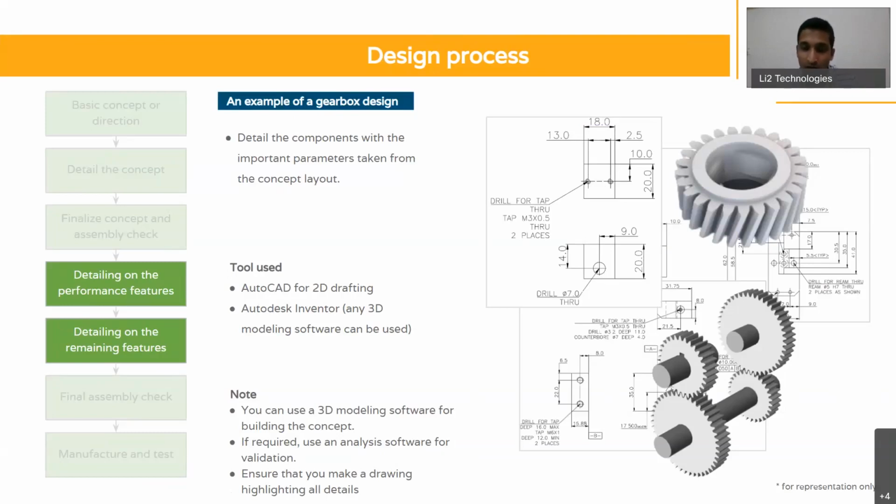You can also, during this stage, use analysis software for validation and ensure that you're making a drawing highlighting all details. As I told you, it's a good practice, irrespective of whether you start with a 3D modeling software, to make a 2D drawing for you to understand whether things fall in place. So these are basically views of the drawing. This is a front view, this is a top view. So these are views of the drawing.